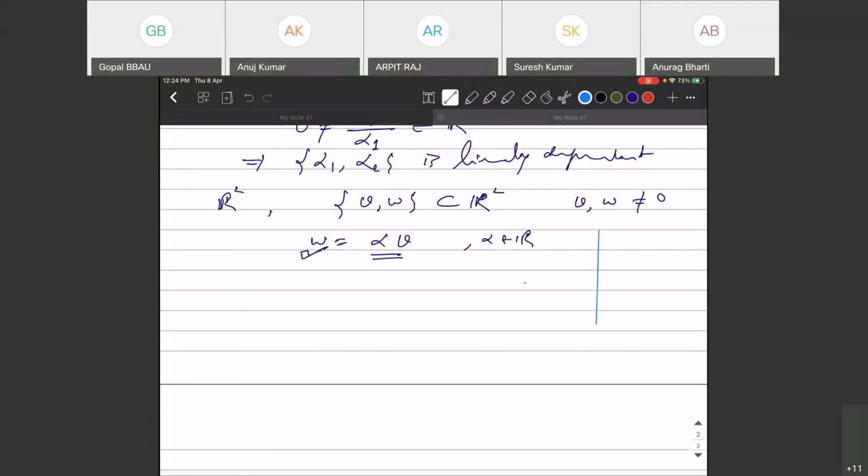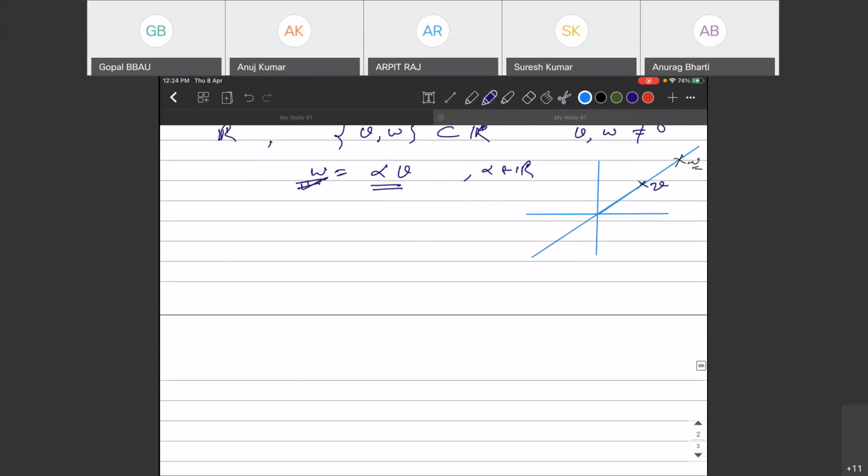So this is our R2. Say this is V. This point is V. Then this W is lying somewhere in this line. Okay. So this is V, and say this is W.